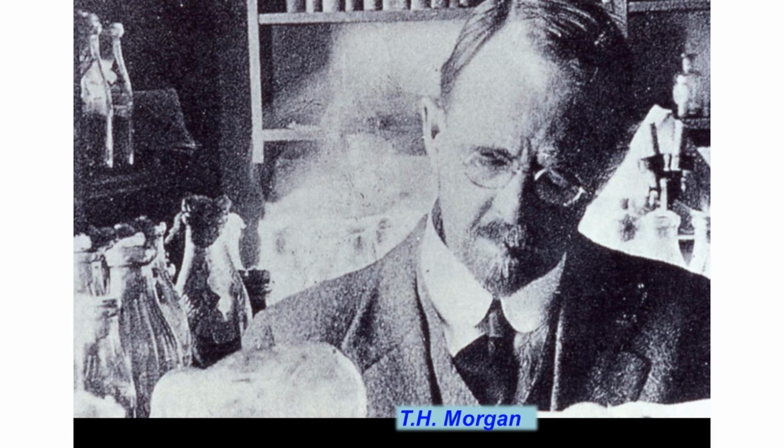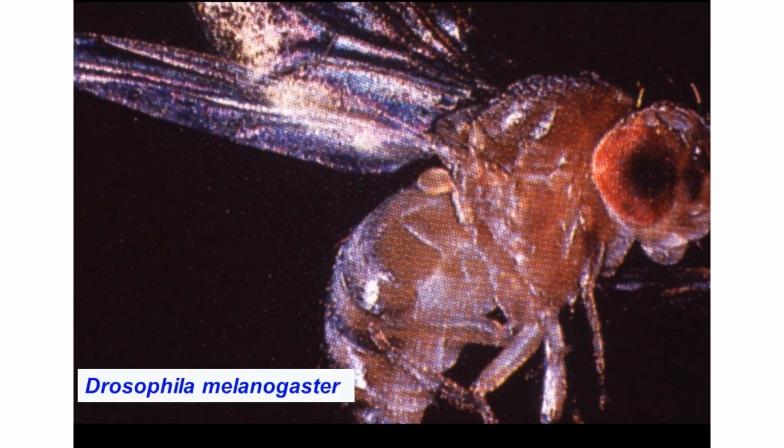Around the same time, a guy named T.H. Morgan was working at Columbia. He's a very famous guy. He worked with fruit flies, but he was interested in the same questions. Doesn't matter if you're looking at plants or animals, you can still study inheritance. And Morgan, studying Drosophila melanogaster, did these experiments for which he ultimately got the Nobel Prize in 1933.